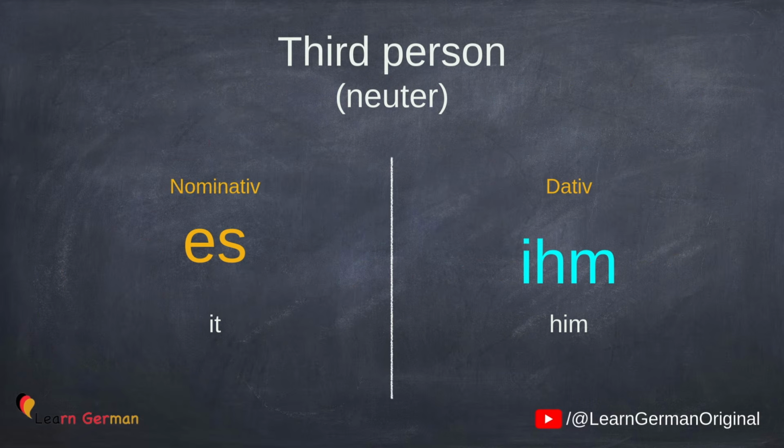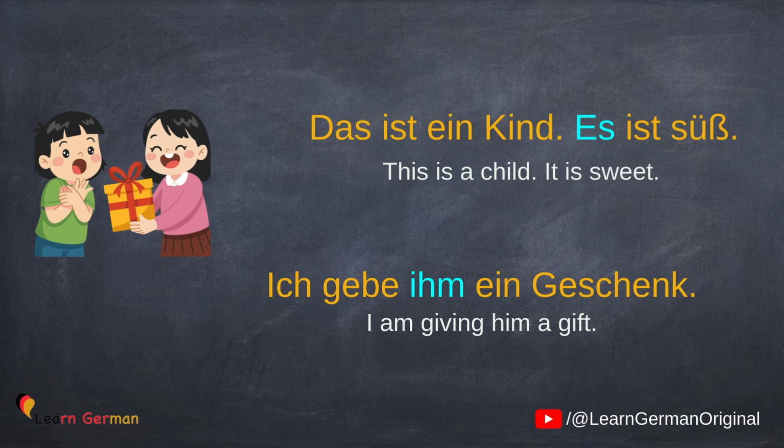Coming to the third person in neutral. Es im Nominativ is ihm im Dativ. Das ist ein Kind. Es ist süß.